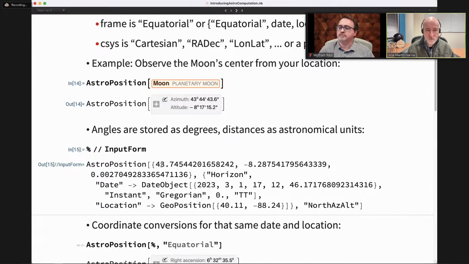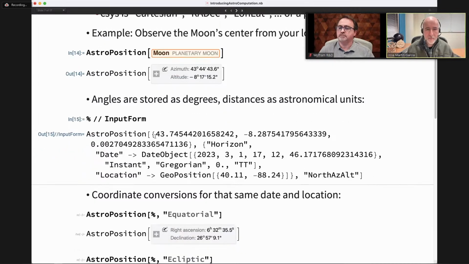Internally, we store multiple things. This is something very nice about Wolfram Language. You always have access to what is being stored. So you have full access to extracting any part of it. So we see the azimuth angle, the altitude angle. This is the distance to the moon, very precisely computed in astronomical units. And here you have metadata, when the observation was performed, from where, and in which coordinate system.